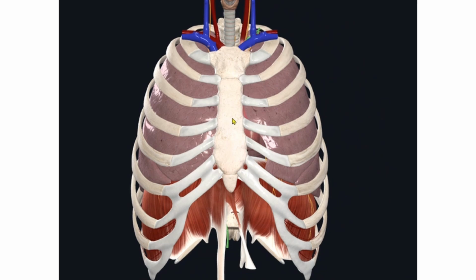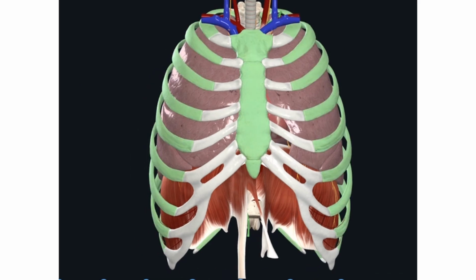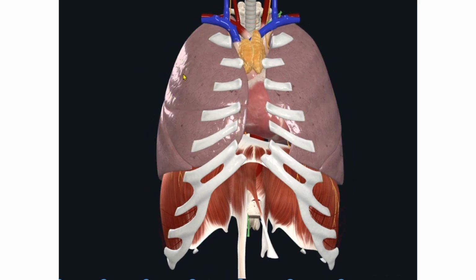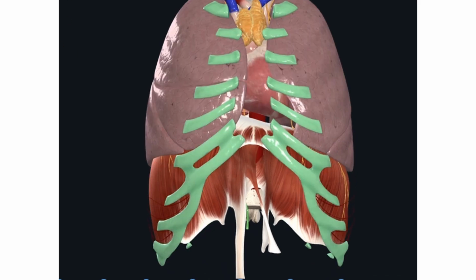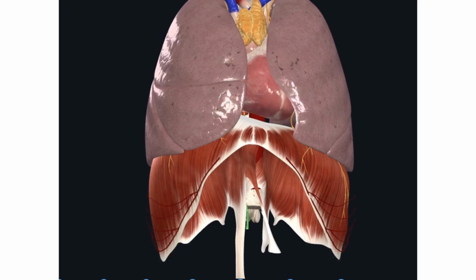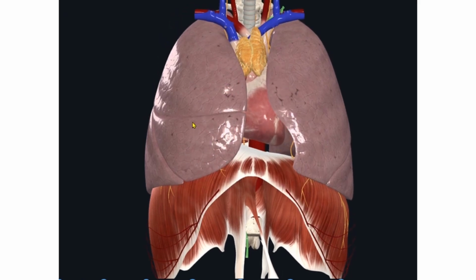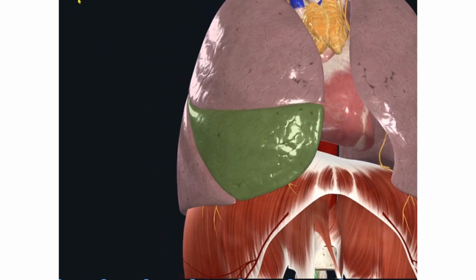First, we will remove the sternum. We have to select it. We remove the thoracic cage. And we will select the costal cartilages and hide them. And finally, we will select the lungs and hide them.